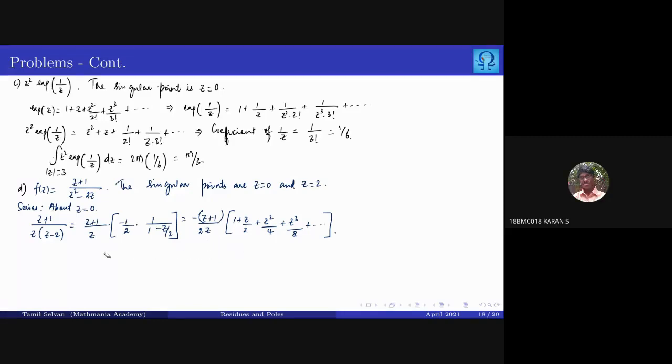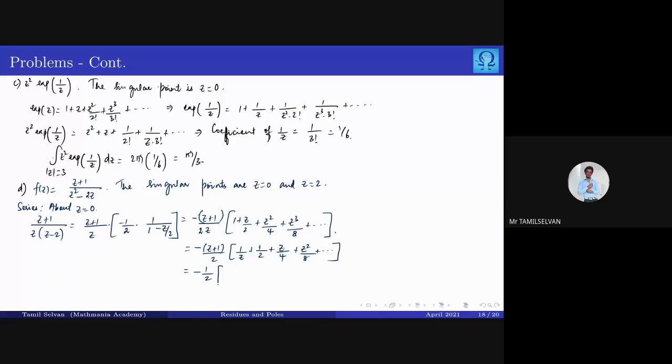Now you can divide this z everywhere inside. So it is minus z plus 1 upon 2, 1 upon z plus 1 upon 2 plus z upon 4 plus z squared upon 8 plus etc. Now we'll have to multiply these things inside.